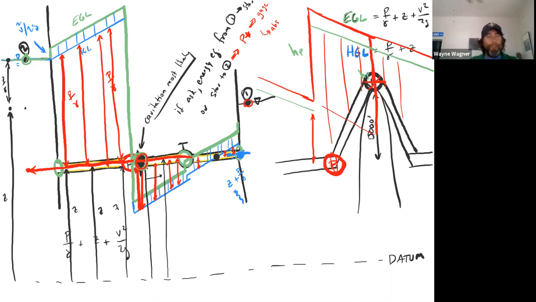Anyway, so this is the idea behind the HGL and the EGL. And so far, we've only had constant diameter pipes. They're not that much harder with a non-constant diameter, but it just takes a little bit more thinking. So anyway, any questions about this before I go to a different problem?